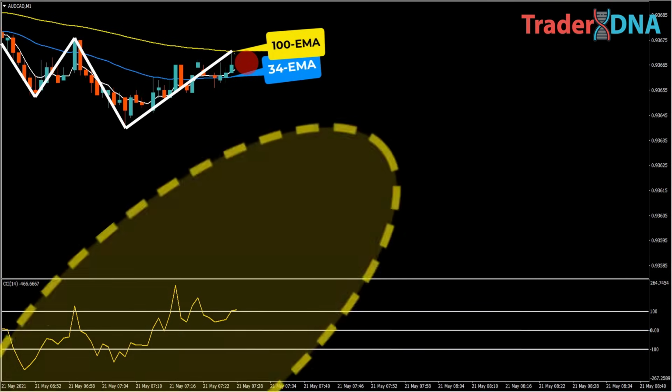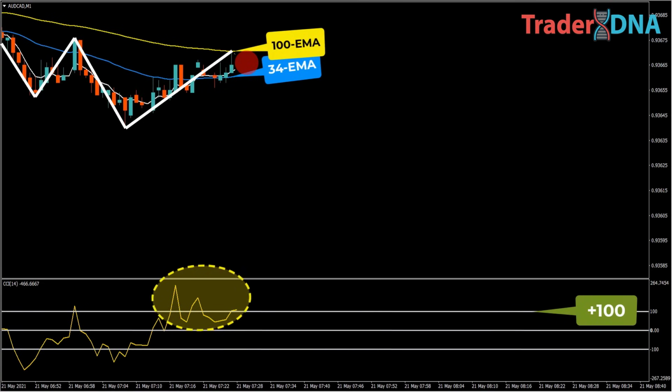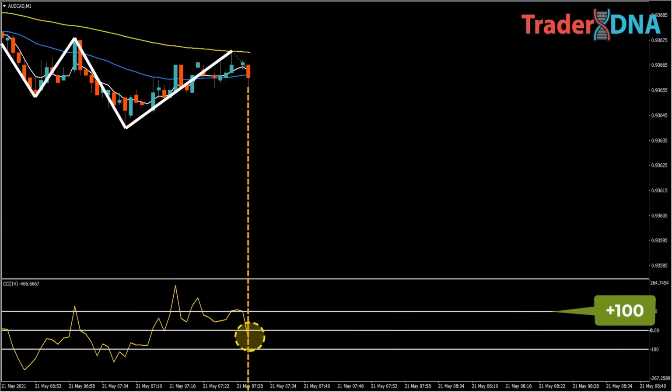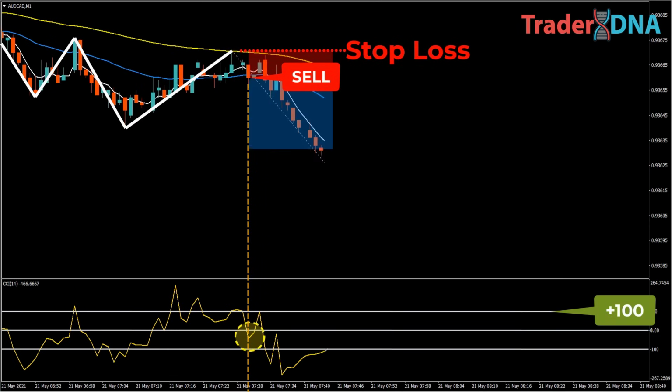Meanwhile, the CCI indicator shoots above 100, signaling that the pullback has reached exhaustion. As soon as the CCI line falls back below 50, or even better, below -100, this is your sell entry confirmation, stop loss above the 100 period EMA, and then, boom, the price plummets.